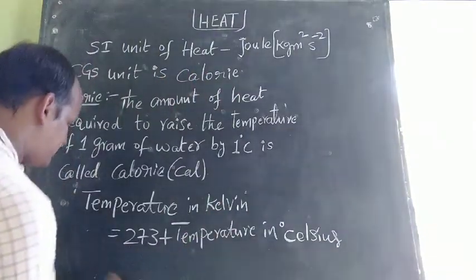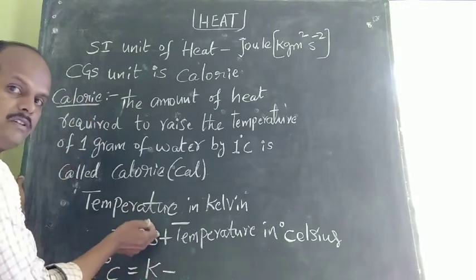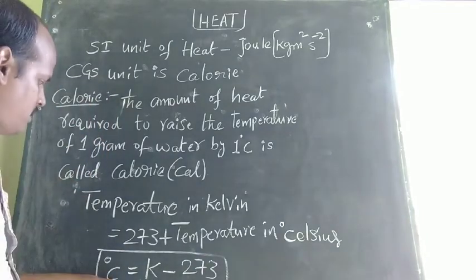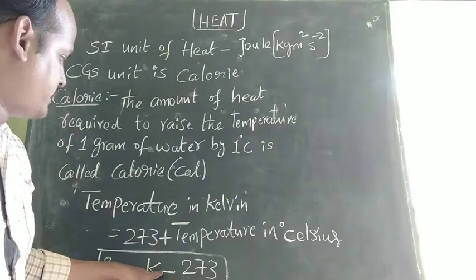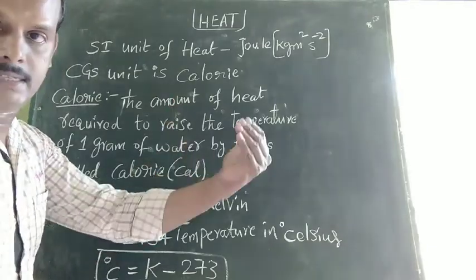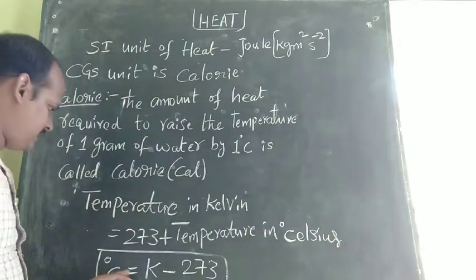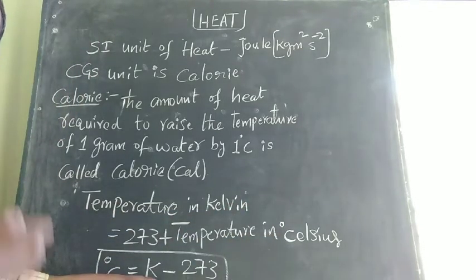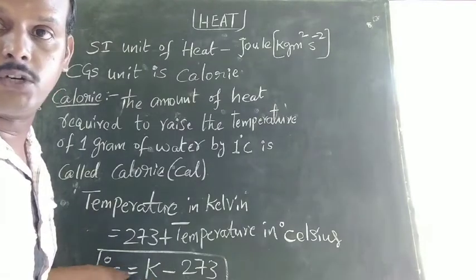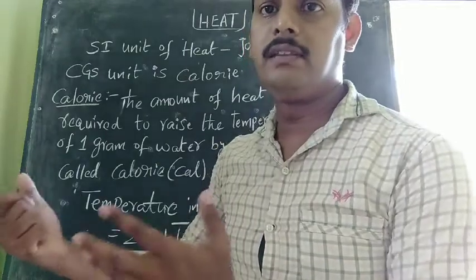If I want temperature in Celsius, I take the plus 273 to the right-hand side, and that becomes minus 273. This is the actual formula for conversion from Kelvin scale to Celsius scale. So once again I will repeat this. Temperature in Kelvin is equal to 273 plus temperature in degree Celsius, and degree Celsius is equal to K minus 273. What is K here? K is the Kelvin scale, C is the degree Celsius, and 273 is, as I told you, 0 degree Celsius equal to 273 Kelvins.